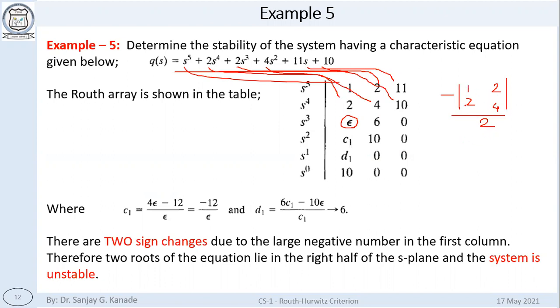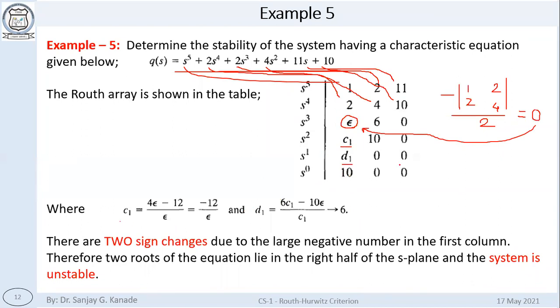What do you get? You get 4 minus 4, which is 0 actually. So the value you get here is 0. If you keep 0 here, you cannot calculate c1, d1, anything, right? Because it will divide by 0 all the time. So what we do, instead of this 0, we replace this 0 by epsilon, and then calculate further numbers c1 and d1.